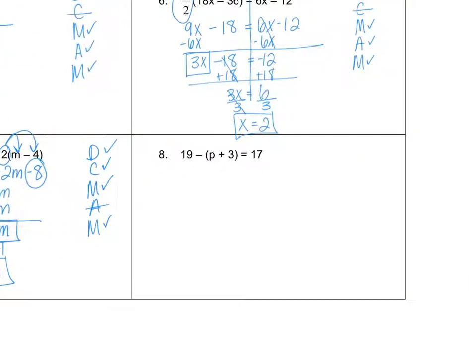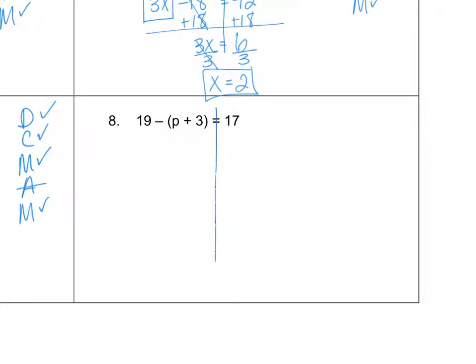Last problem, number 8. On this one, draw your line, write out your steps. Don't call me after midnight. Can I distribute? Yes, I can, because I see parentheses. And there's actually a hidden 1 in front of those parentheses. So I'm going to circle this whole -1, multiply it out. -1 times p gives me a -1p, or just -p. -1 times 3 gives me a -3, and bring everything else down.